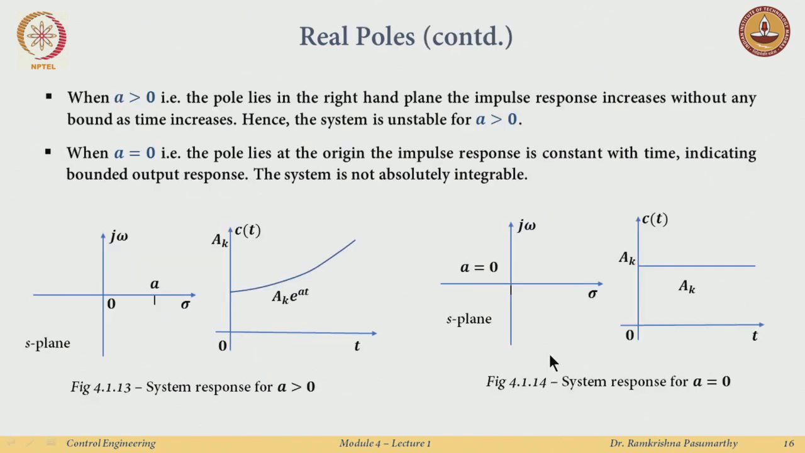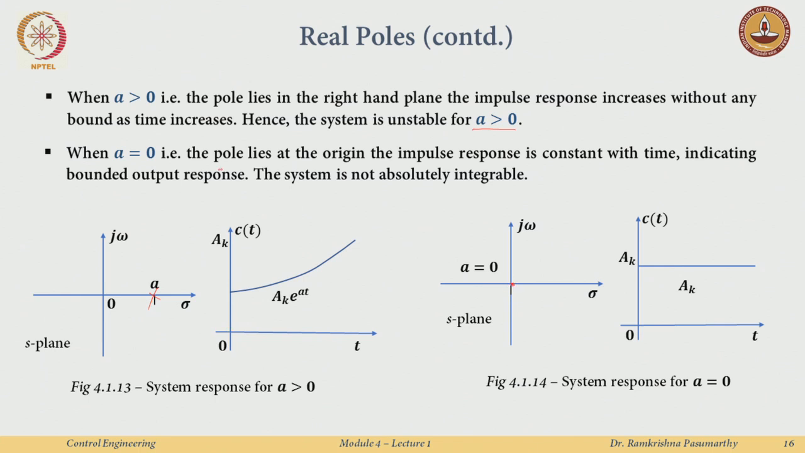Okay. Now, similarly, when a is greater than 0, my pole is sitting over here, and the impulse response is some constant A e^(at). Since a is greater than 0, I would expect this to keep on increasing, right. So, this is an unbounded response. If t goes very large, this assumes very large values, and therefore, if the pole is sitting on the right side, then my system is unstable, right. Second observation.